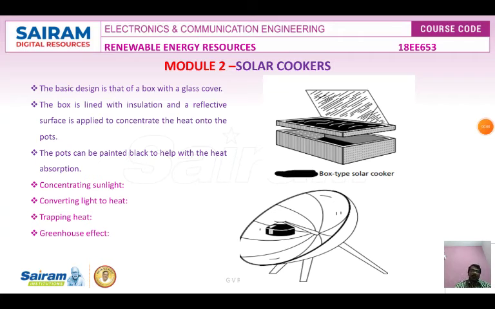The topic is the solar cooker. A cooker is used to prepare food, by heating things, heating the grains or the crops in the cooker. We can cook or boil things, so the cooker is used.